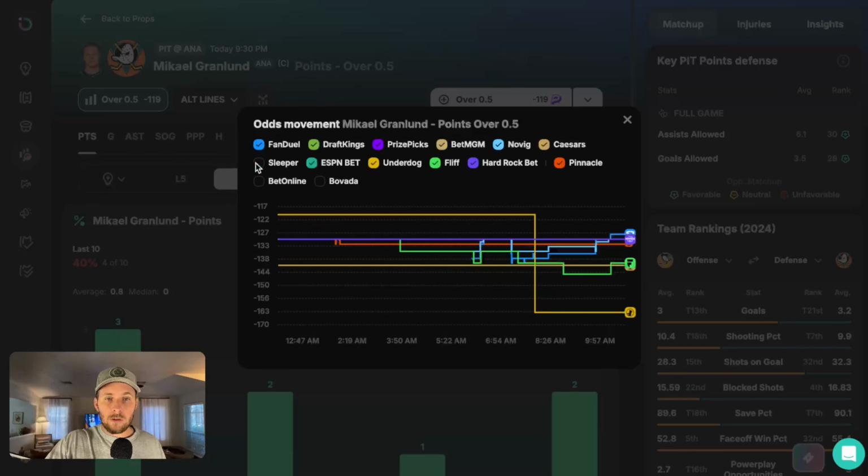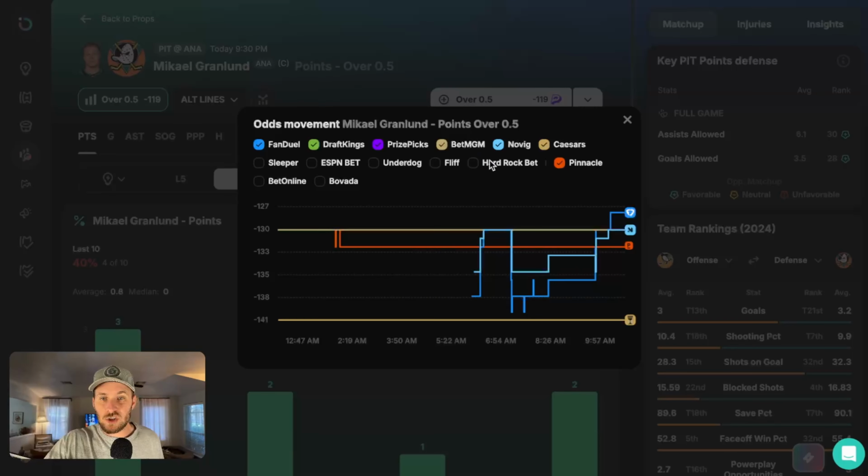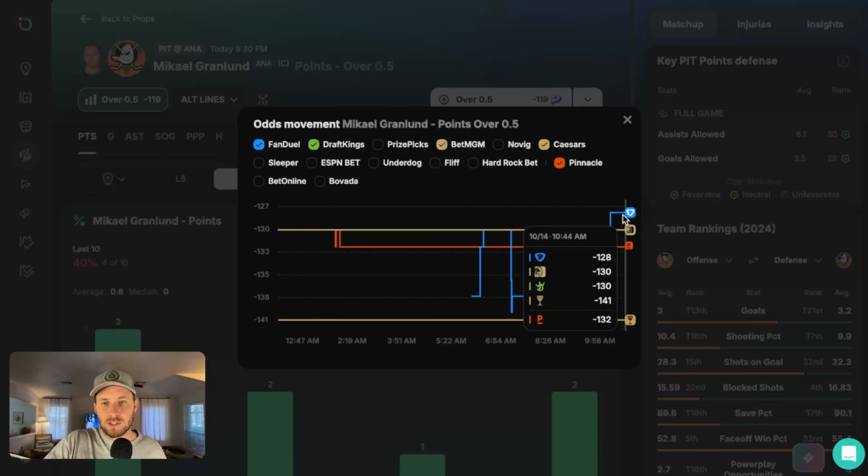Now, what we're looking for is not all of these books. We don't really care a lot about a lot of these books because they aren't considered sharp, right? So we can take off Novig, Prizepicks. So these are really the books that I care about. Now, what really sticks out to me is this FanDuel. I really prioritize FanDuel's props, their prop market.